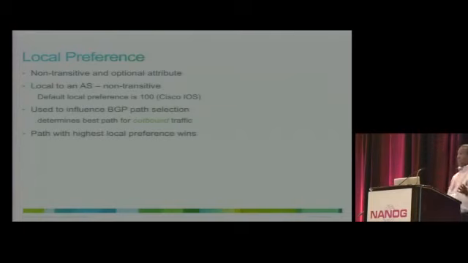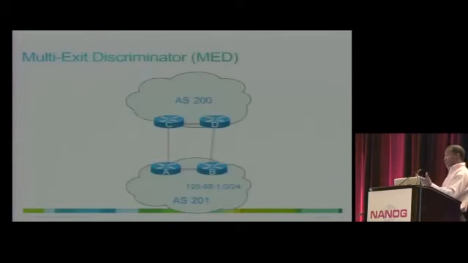So again, it influences exit points. Another attribute is the multi-exit discriminator. In some cases it's called metric, but the formal name is multi-exit discriminator. Even though it says exit discriminator, it actually influences how traffic is received into your network.